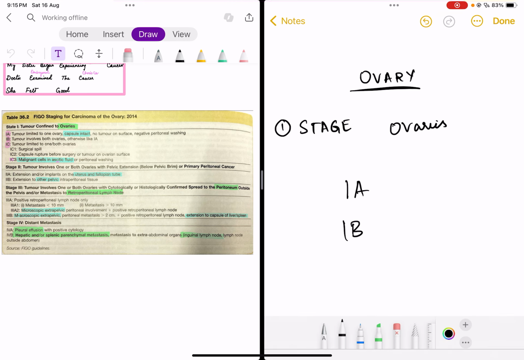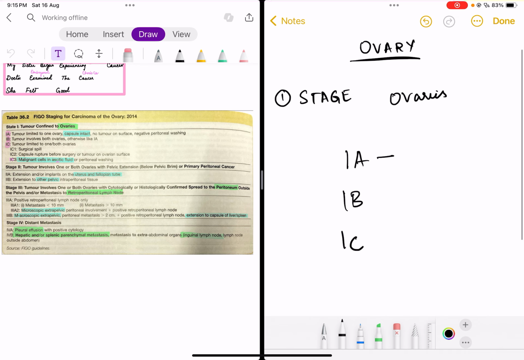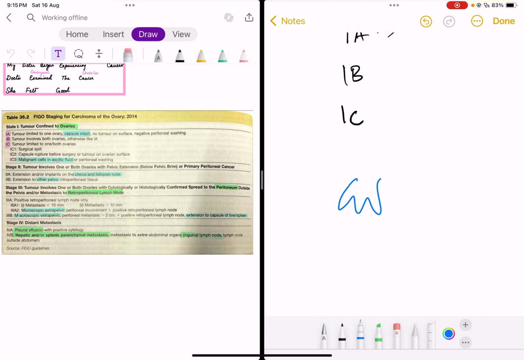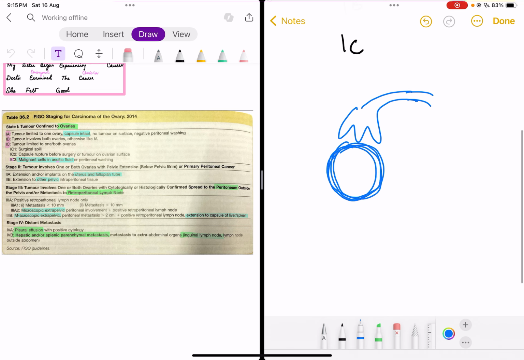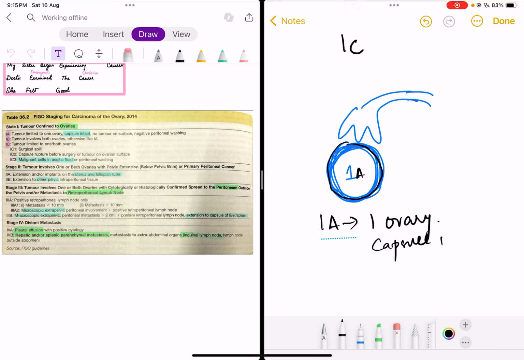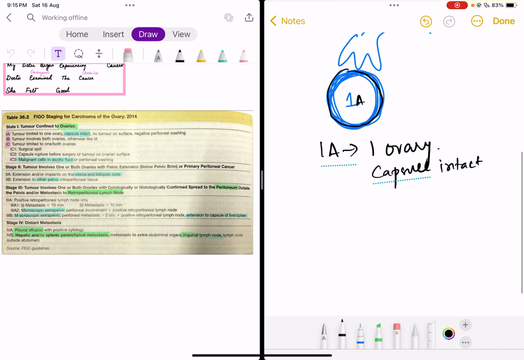So 1A, 1B and 1C. So 1A, I want you to remember pictorially. So this is the ovary, this is the fallopian tube. So for 1, you draw this and you write 1 in it. So which would suggest that 1A, you write an A. So 1A is limited to 1 ovary, with this blue color is your capsule with capsule intact. So what about 1B? 1B, B is for both. So B involves both ovaries with capsule intact.